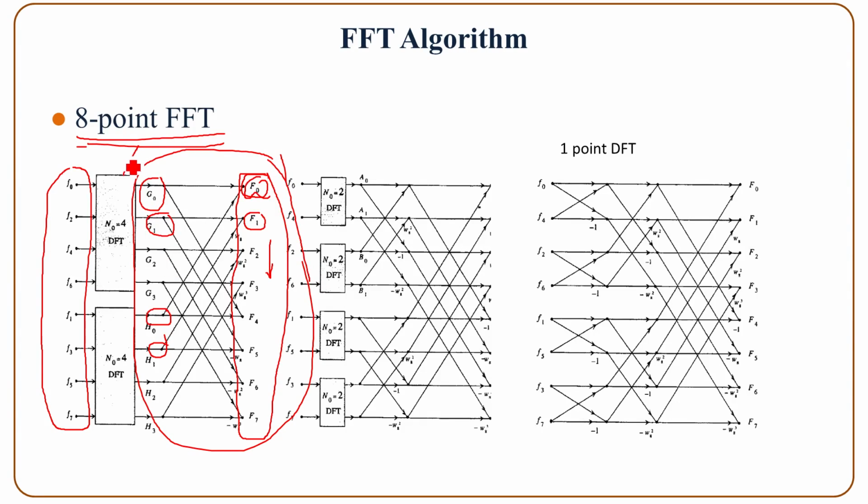In the second step, we look at N0 equal to 4 points DFT. And from there we get to this and to that. And in the next step we look at 2 points DFT, and we get this and this and this and this.